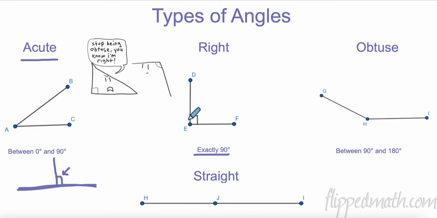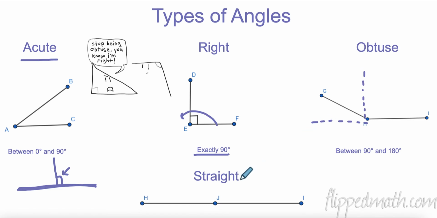So angle DEF is a right angle. It has exactly 90 degrees. No more, no less. An obtuse angle is bigger than 90, so it goes way past 90, but less than 180, so less than this straight line. So it's between these 2 rays here. So more than 90, but less than 180.